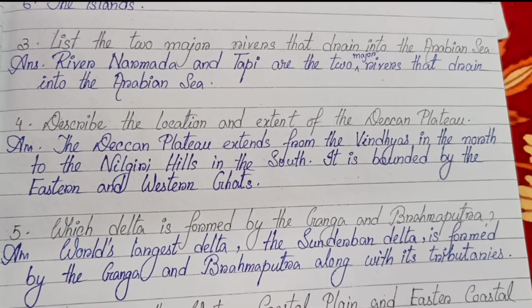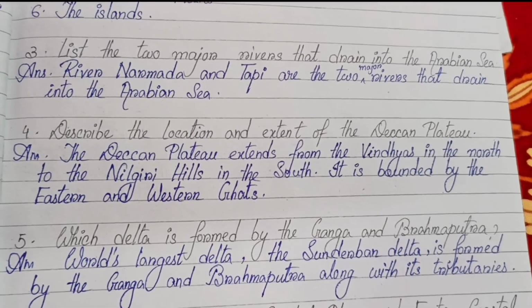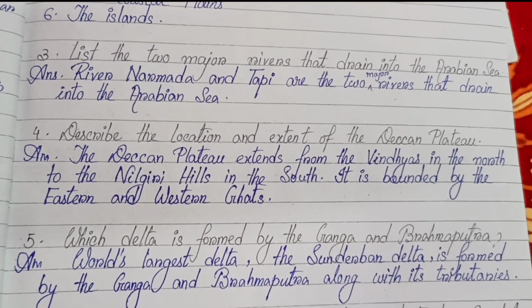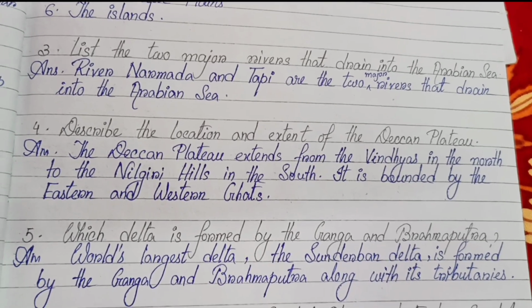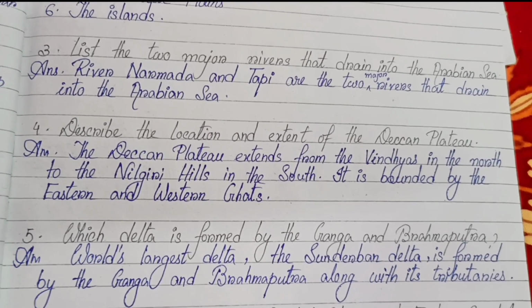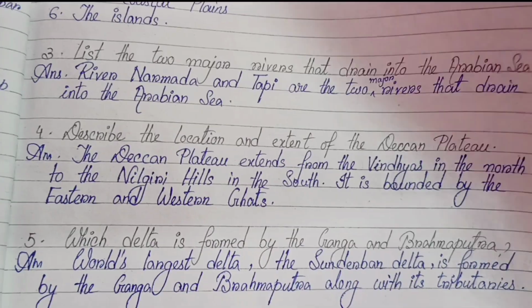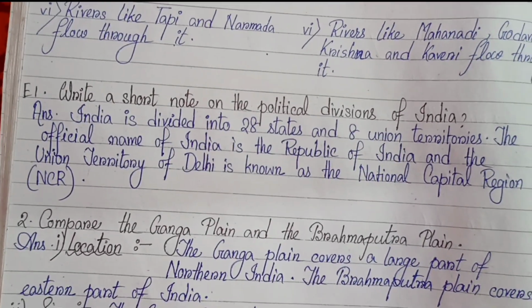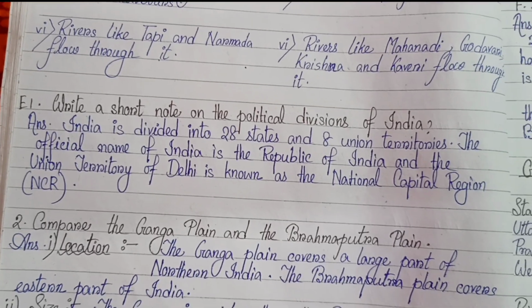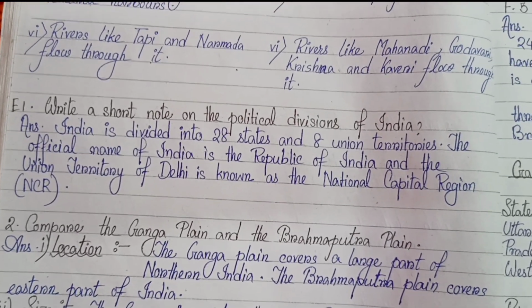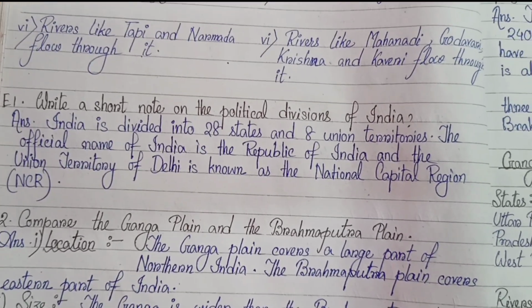Number 5, which delta is formed by the Ganga and Brahmaputra? The world's largest delta, the Sundarban Delta, is formed by the Ganga and Brahmaputra along with their tributaries. Next, number E1, these are short questions. Write a short note on the political divisions of India.